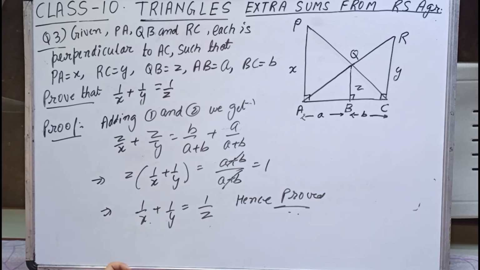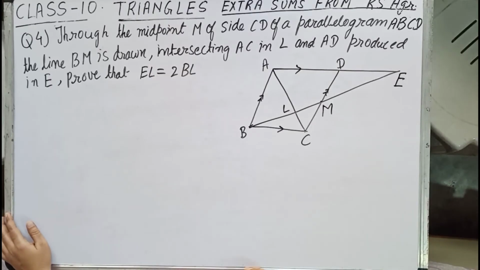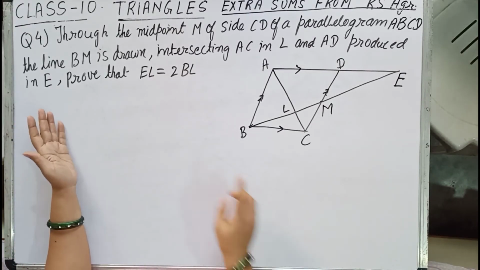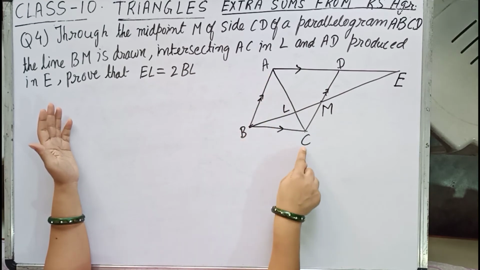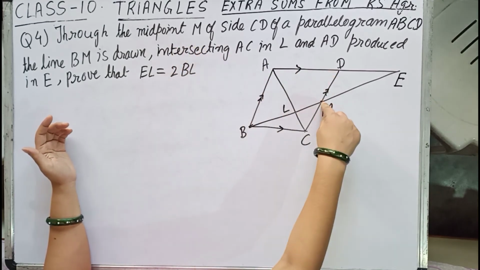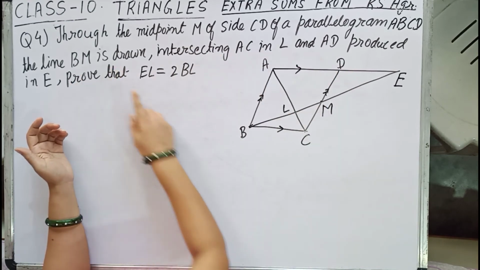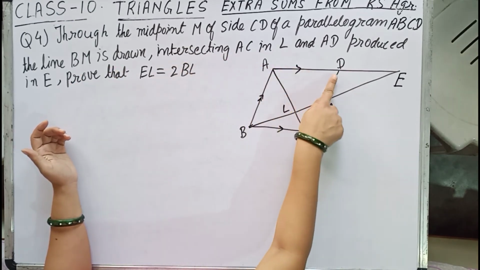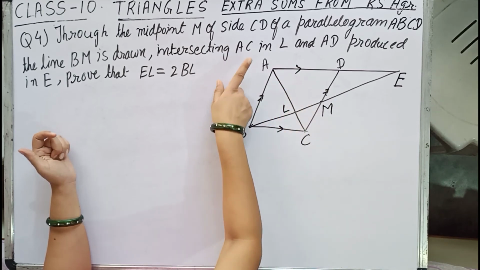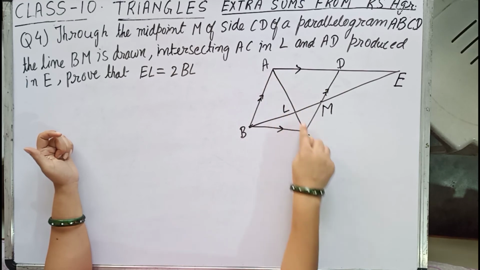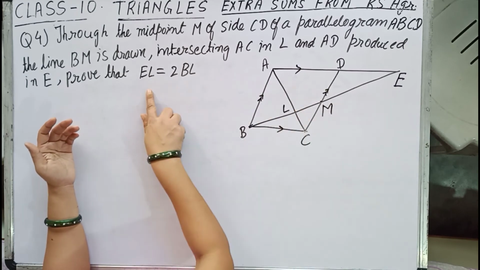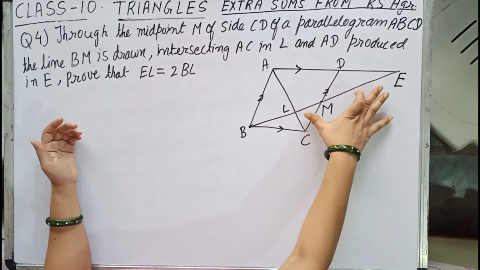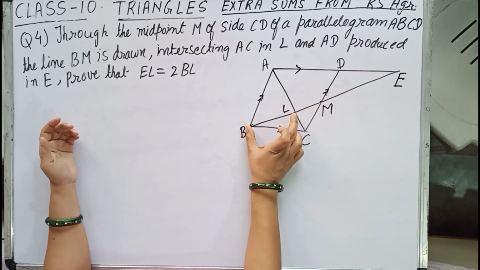Let us move to one more question. Question number 4, which I have written over here: through the midpoint M of the side CD of a parallelogram ABCD, the line BM is drawn intersecting AC in L and AD produced in E. We have to prove that EL equals twice BL.